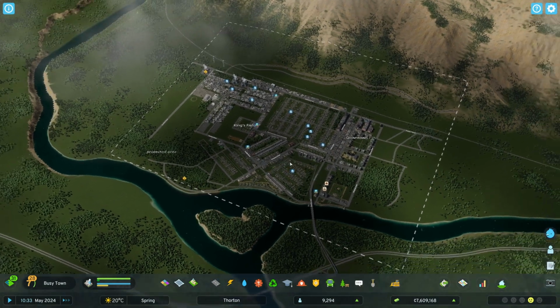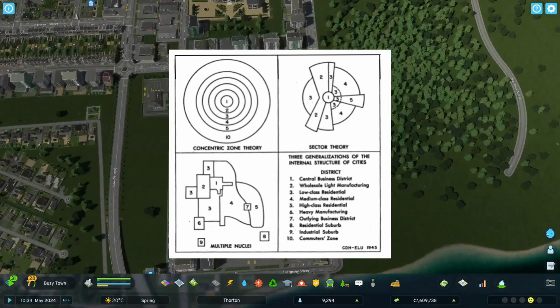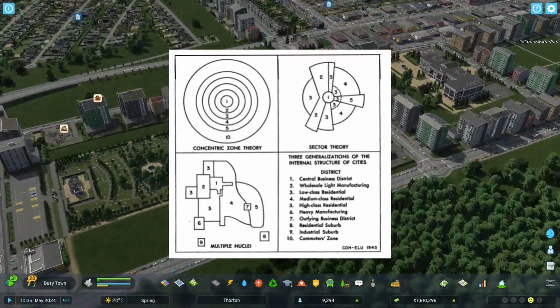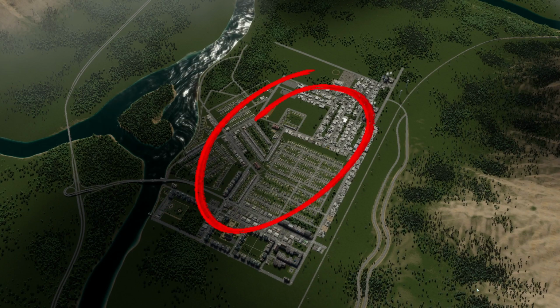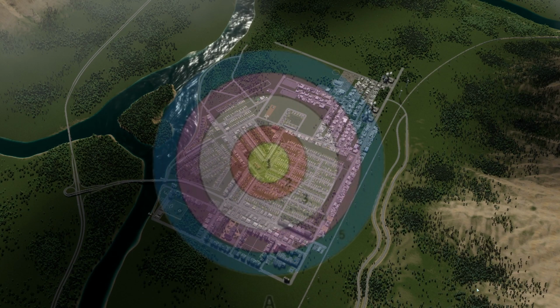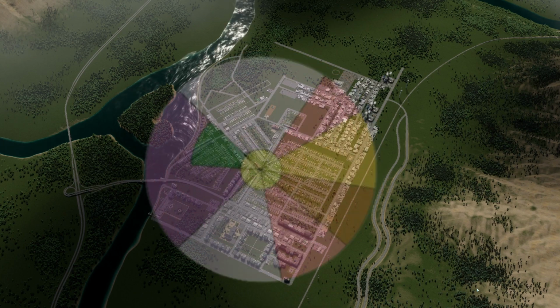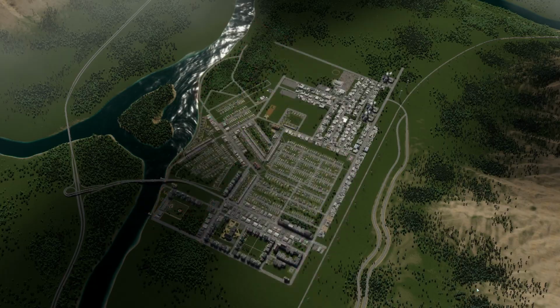So looking at the three models of urban structure, concentric, sector, and multiple nuclei, which one do you include in Cities Skylines 2? So let's look at Thornton now and see which model of urban structure our city is currently following. Is it a concentric, sector, or multiple nuclei? It looks like it may be following multiple nuclei first.